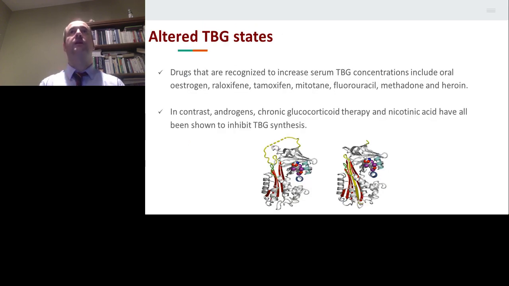Another example could be the impact of the binding protein on the thyroid hormone levels. And we know some states where the strongest affinity binding protein for the thyroid hormone, the thyroid binding globulin, the TBG, could be affected.